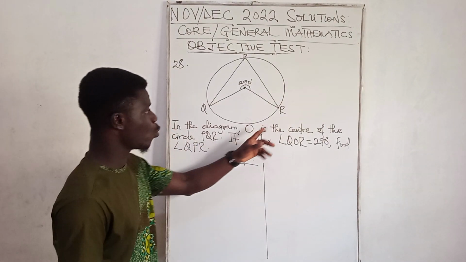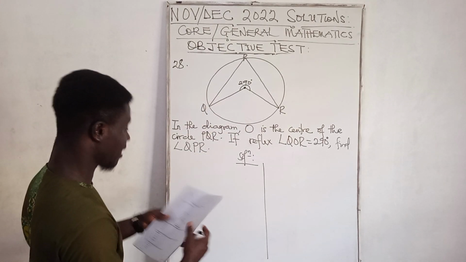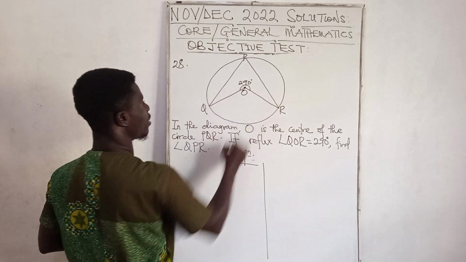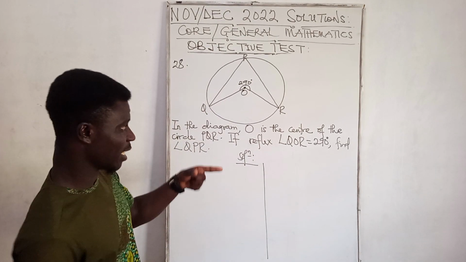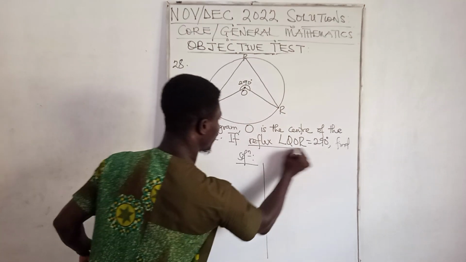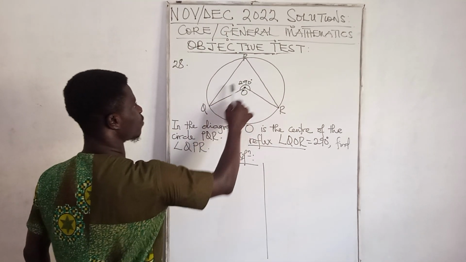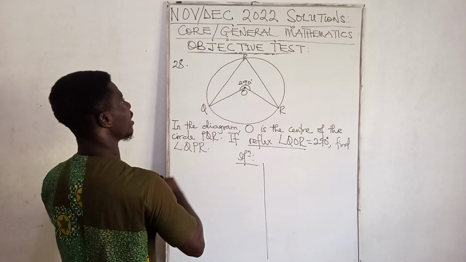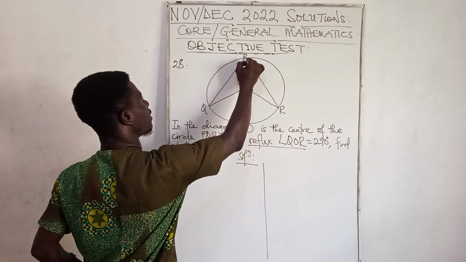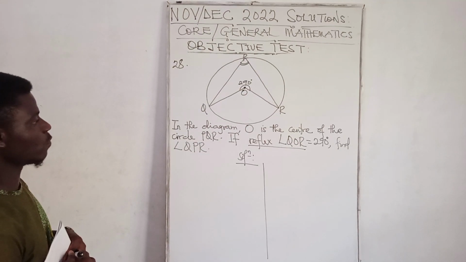In the diagram, O is the center of the circle. So let's see O here, right? Reflex angle QOR is 290 degrees. Find angle QPR. So they want this angle here at the circumference.